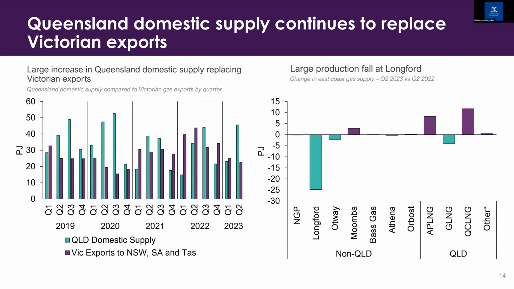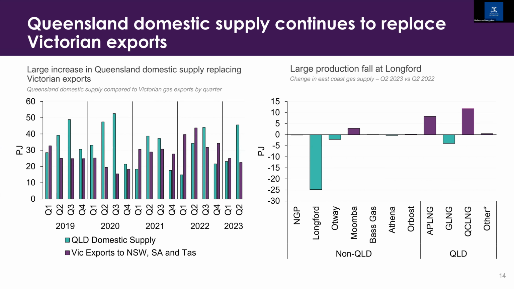So this slide will talk a bit more about LNG. The chart on the left shows the Queensland domestic supply. That's that teal color there, which has seen a significant increase this Q2 compared to last Q2, from this level here, 35 PJs or so, up to 40-something PJs. So significant increase in Queensland domestic supply. That's the net supply.